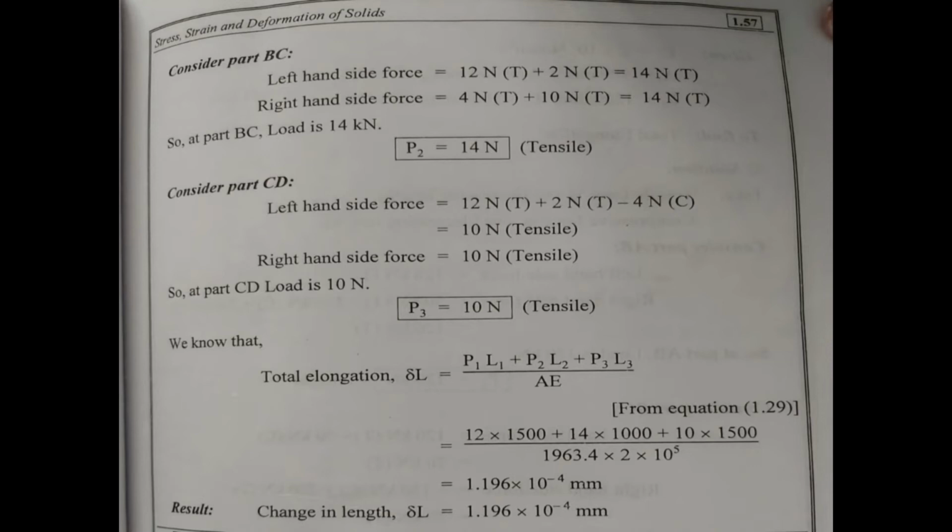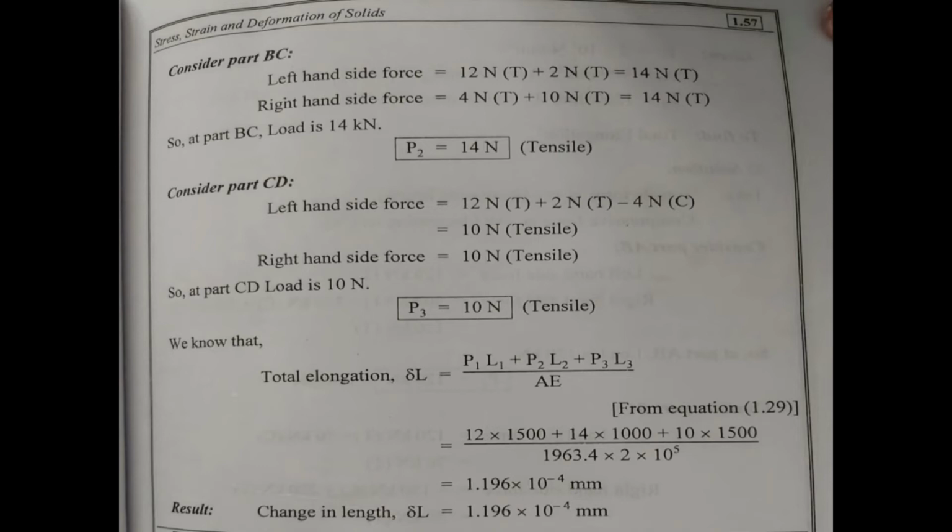Okay, so 1963.4 into E value, Young's modulus for steel is 2 into 10 power 5 Newton per mm square. Substitute all values and find the elongation del L. So the answer del L equal to 1.196 into 10 power minus 4 mm.